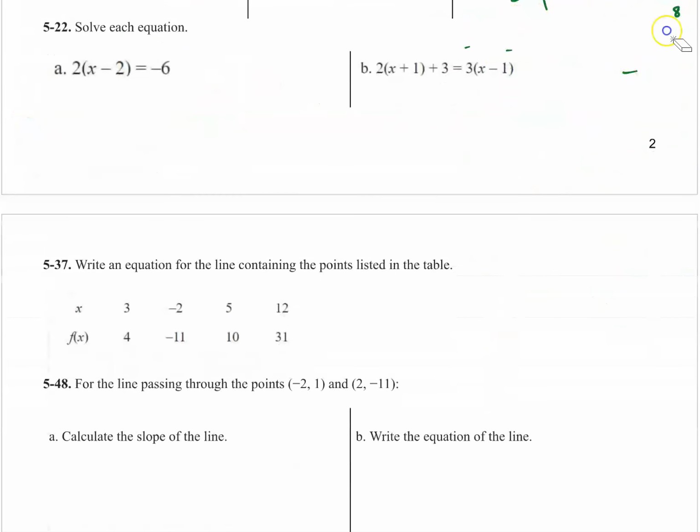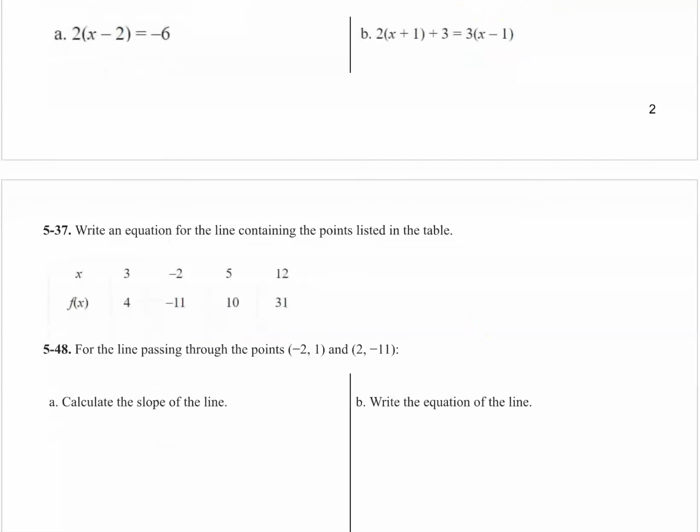5-22. All right, solve each equation. I'll do b. Looks a little harder, and you can work on a. I'm going to solve this by rewriting. First, I'm going to distribute the 2. 2 times x is 2x plus 2 times 1 is 2. So that became 2x plus 2, and then there's a plus 3 still.